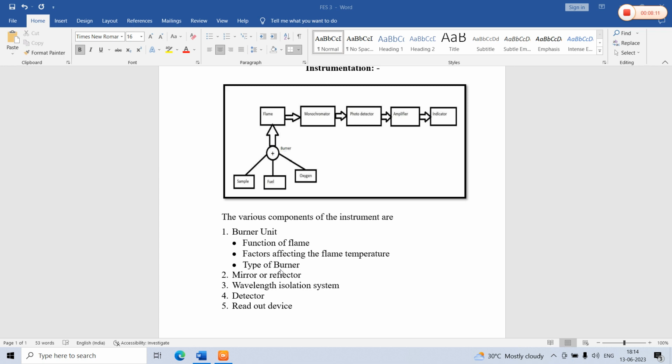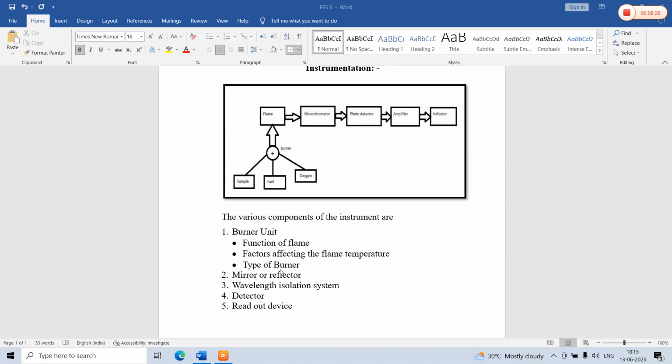And the next one is the Meker burner. So these are all the parts associated with the burner unit: the flame, the factors affecting the flame temperature, and the type of burner. Among the types of burner, the total consumption burner is generally preferred over all burners.